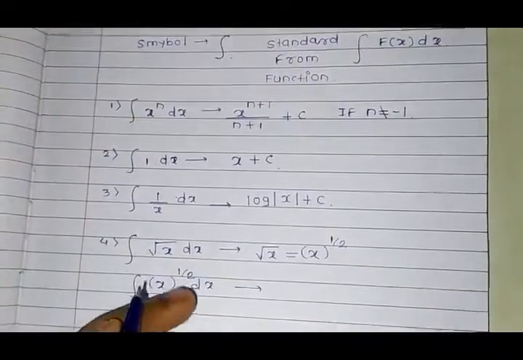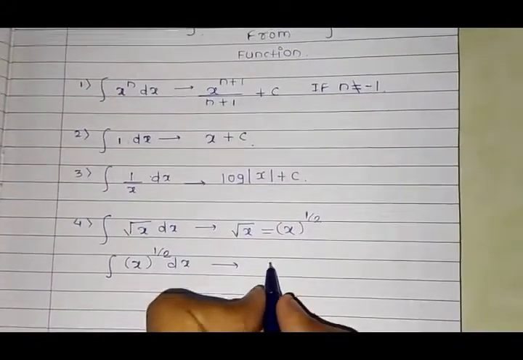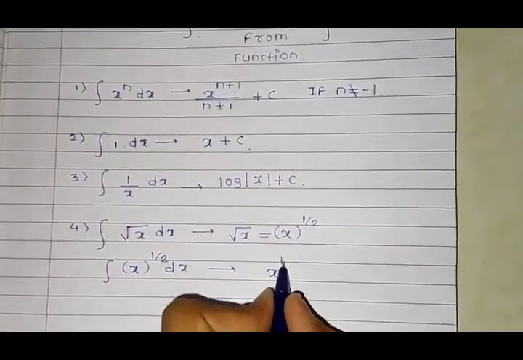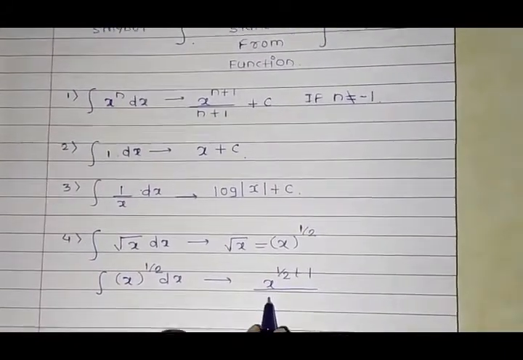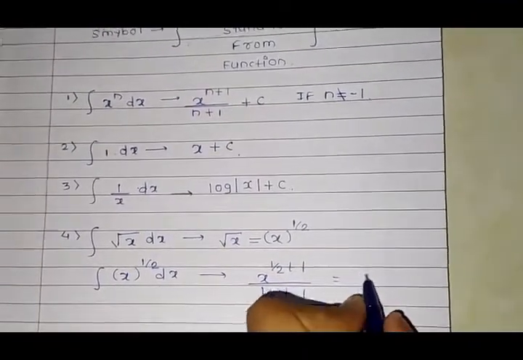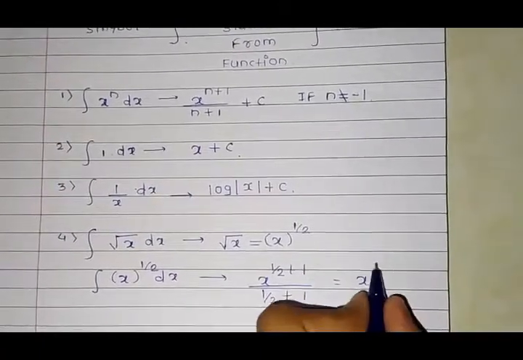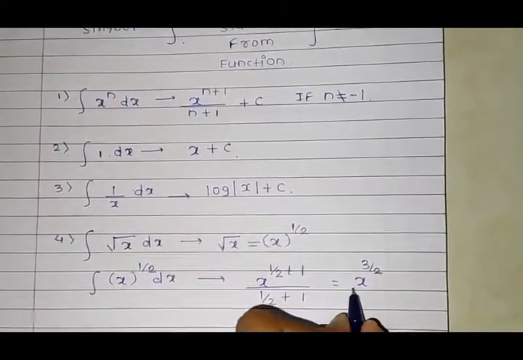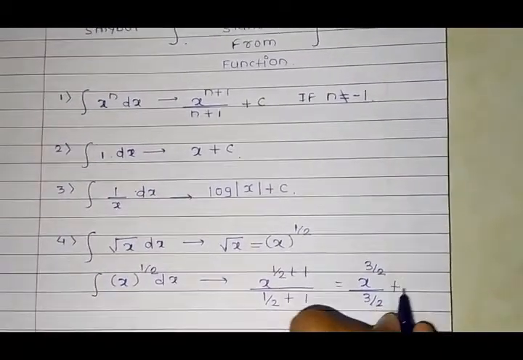Put n as the value 1 by 2: x raised to 1 by 2 plus 1, divided by 1 by 2 plus 1. That is x raised to 3 by 2, divided by 3 by 2, and then the remaining constant.